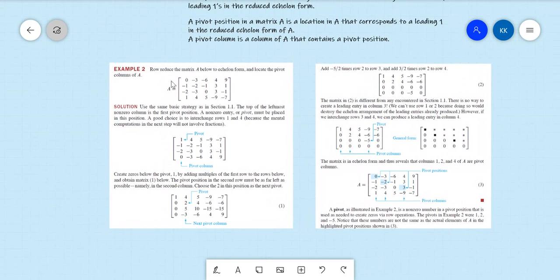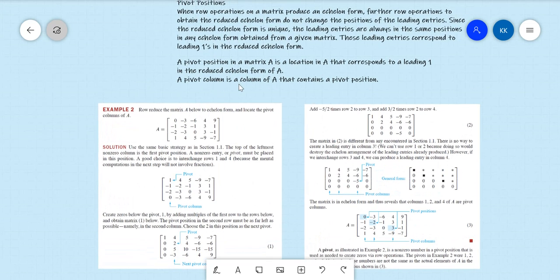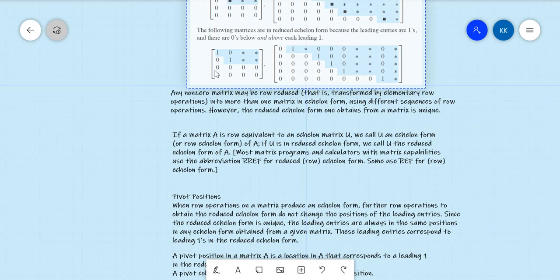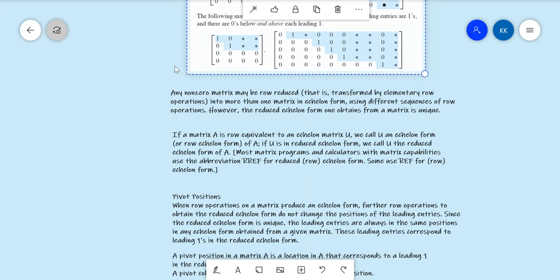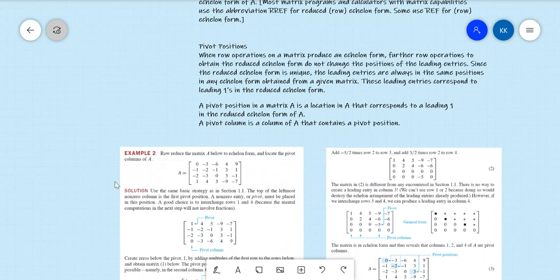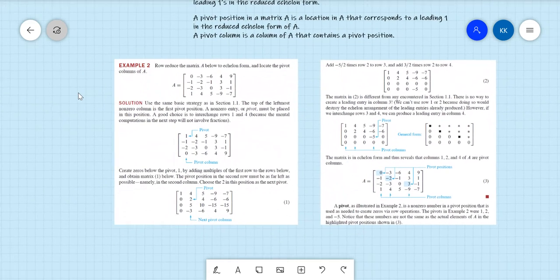So now that we have gone over both of these, we are going to finally look at this example. Row reduce the matrix A below to echelon form and locate the pivot columns of A. Oh yeah, we forgot to discuss this. A pivot column is a column of A that contains a pivot position. Nothing special. So this is a pivot point, so this column is a pivot column. This is a pivot point, so this column is also a pivot column. All this text has been taken from the book, so you can just read it. It's in the second chapter, I believe.